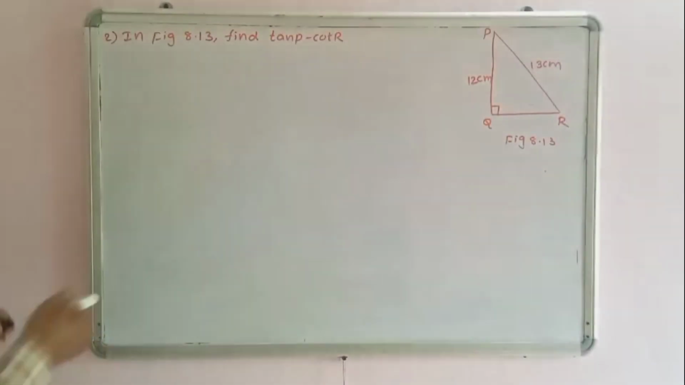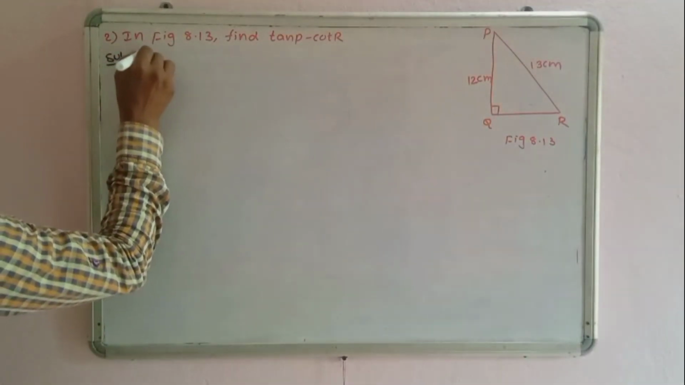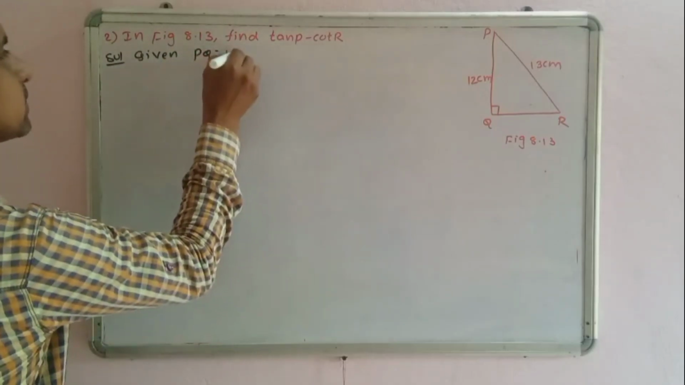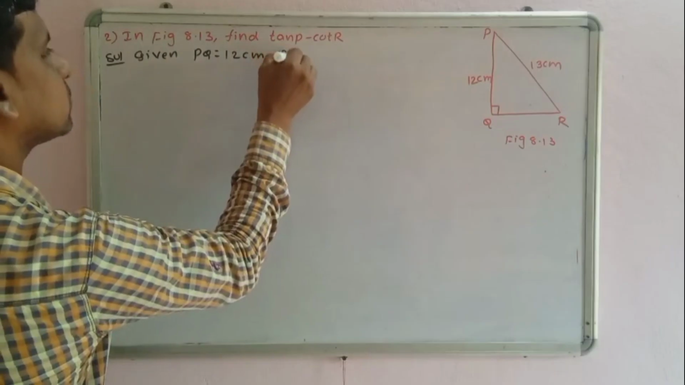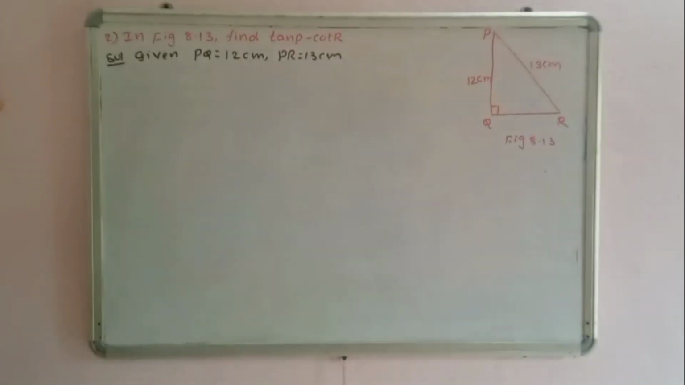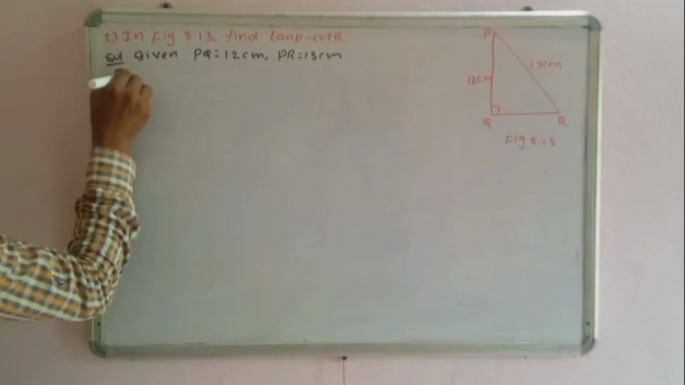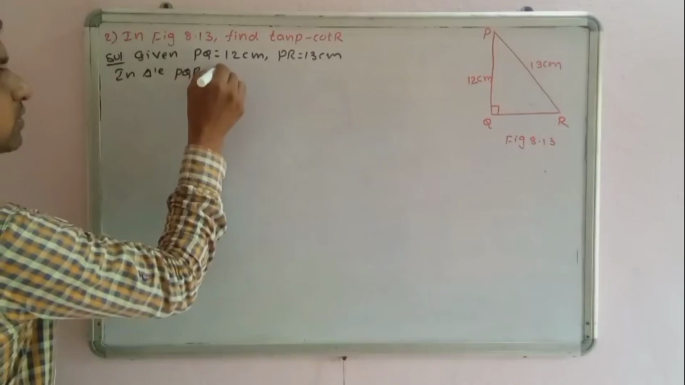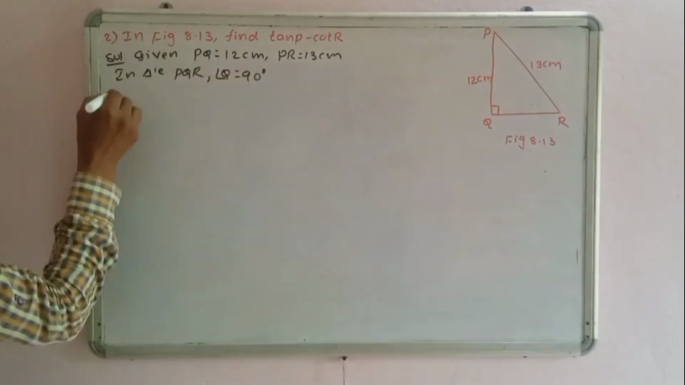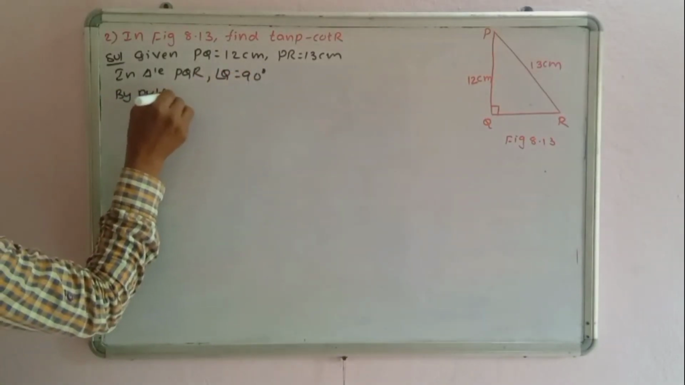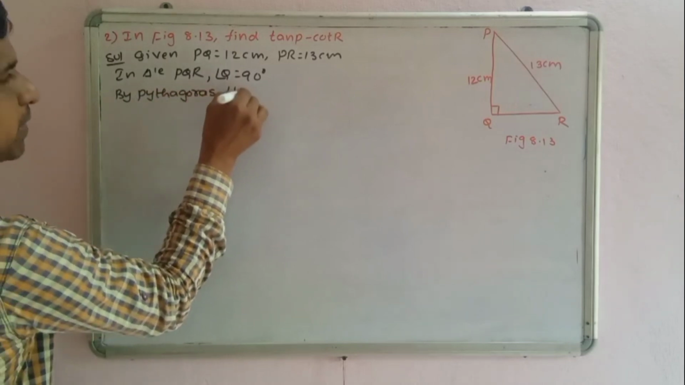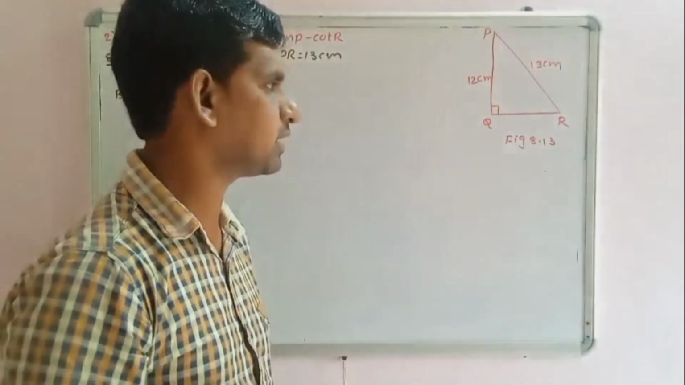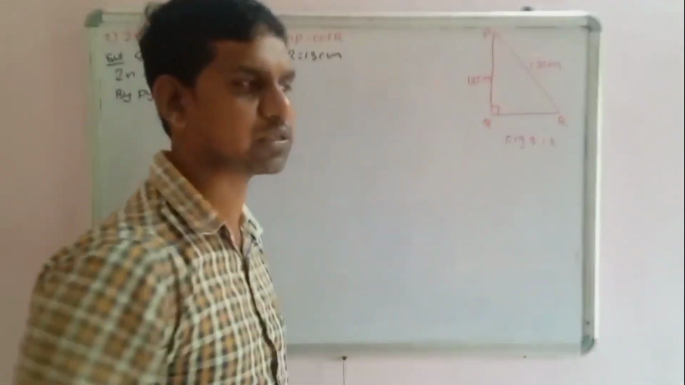First write given. What is given? PQ equals 12 centimeters, PR equals 13 centimeters. In triangle PQR, where is the right angle? Angle Q is the right angle, so angle Q equals 90 degrees. Using Pythagoras theorem, hypotenuse square equals side square plus side square. The hypotenuse is PR because the side opposite the right angle is called the hypotenuse.